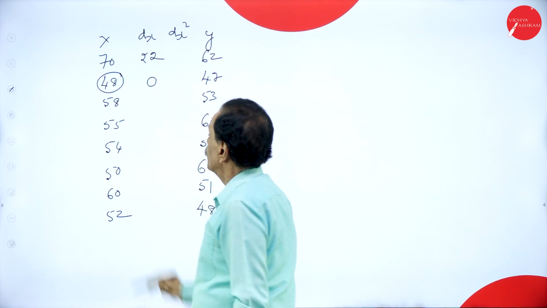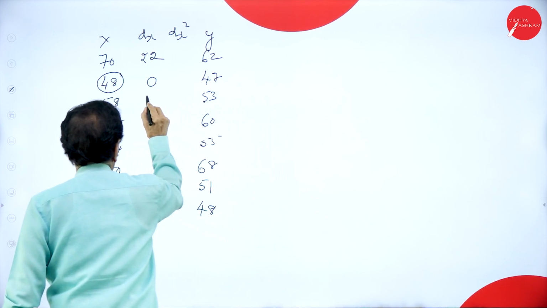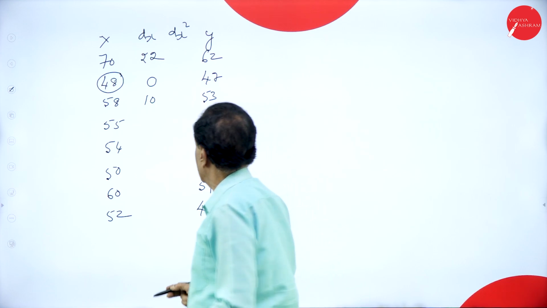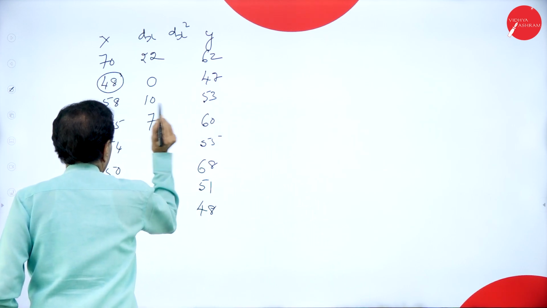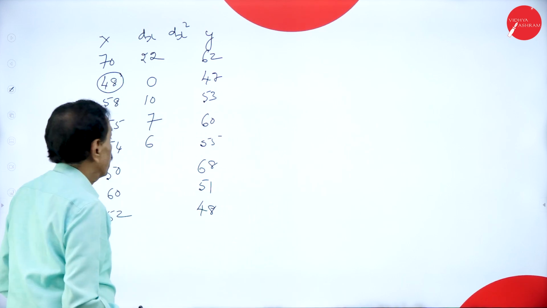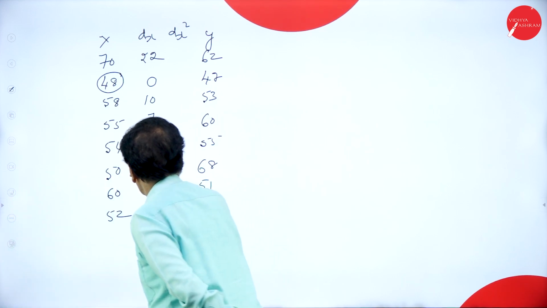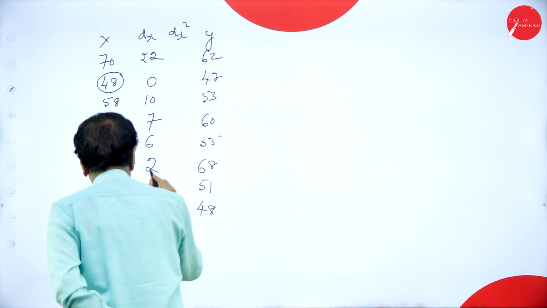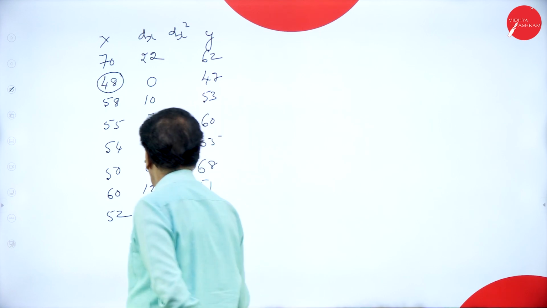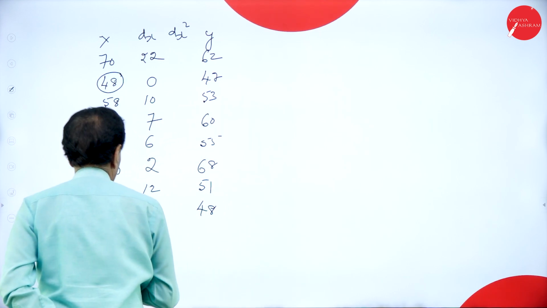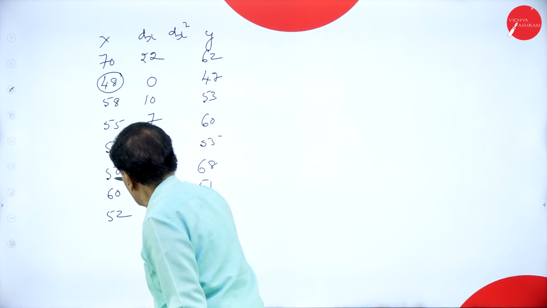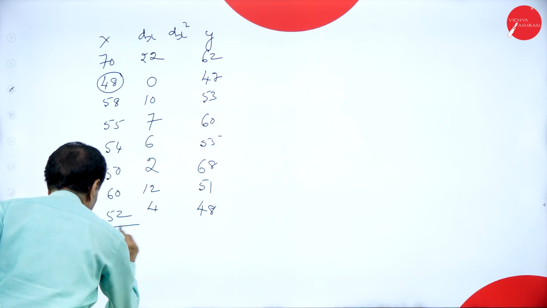Difference: how much more is 58? 10 more. 55 means 7 more. 54 means 6 more. 50 means 2 more. 60 is 12 more. Then 52 is 4 more. Here 1, 2, 3, 4, 5, 6, 7, 8. N is equal to 8.